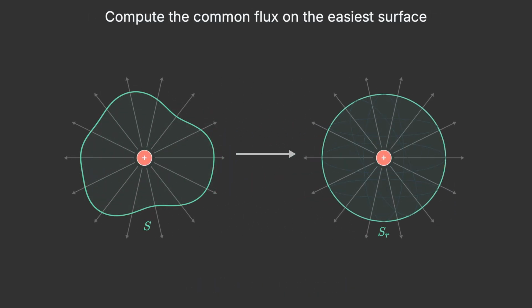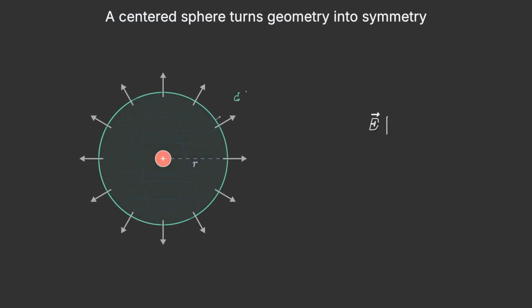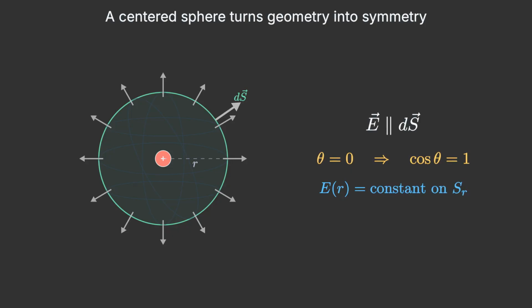To calculate the common total, choose the surface that makes the integral easiest, a sphere of radius r centered on the charge. On this sphere, every field vector is parallel to the outward normal. Theta is 0, so cosine theta is 1. And because every point has the same radius, E has the same magnitude everywhere on the sphere.